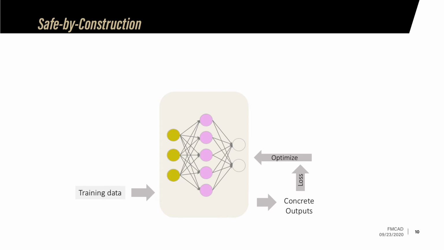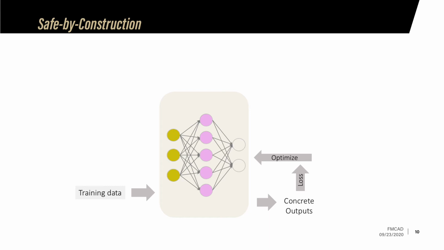Now, we can proceed to discuss the architecture of ART and see how it achieves safe by construction training guarantees. In a typical training procedure, the training data is fed into the neural network. And then after propagation through the layers, the neural network outputs some concrete outputs. Those concrete outputs may be used to compute some loss using some objective function. The loss is then later backpropagated to optimize the neural network parameters.